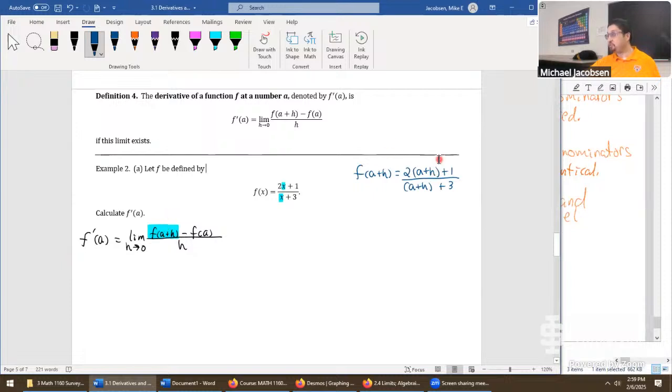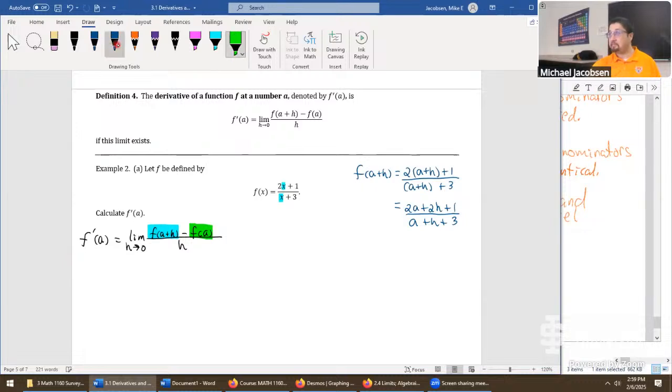So any simplifications here makes life a lot easier. This is 2a plus 2h plus 1. No like terms in the numerator. Likewise, no like terms in the denominator, a plus h plus 3. I guess that was not a very big simplification, just achieved distributing 2 through. So that's one part down.